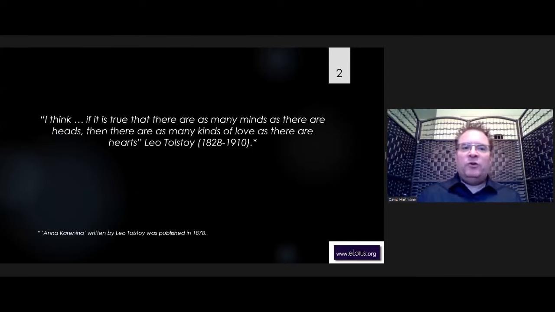So, as usual, I start off with a quote. I think if it is true that there are as many minds as there are heads, then there are as many kinds of love as there are hearts. And I think that's a perfect little quote for Earth archetypes, and even to a lesser extent, fire archetypes. You'll notice over this next 3 hours just how giving an Earth archetype is, and whether they're using their Yi or whether they're just inherently using all of their 5 spirits, because effectively that's what they should be doing. They're just that type of person.